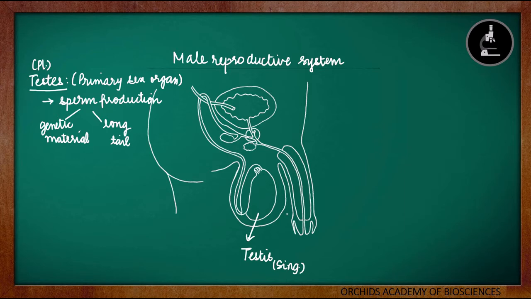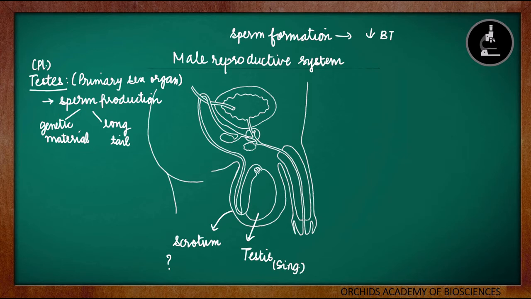So the sperm consists of majorly the genetic material and a long tail that helps them to move. And the pair of testes is located outside the abdominal cavity. If you look at the diagram, this testis is located in a bag-like or sac-like structure present outside the abdominal cavity, called the scrotum. Now why is it present outside the abdominal cavity? It is because sperm formation requires a temperature lower than the body temperature. So in order to maintain a temperature lower than the normal body temperature, the testis is present outside the abdominal cavity in the scrotum.